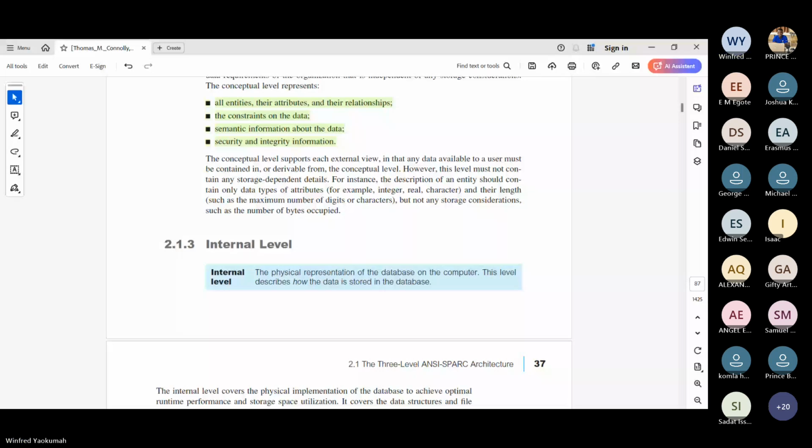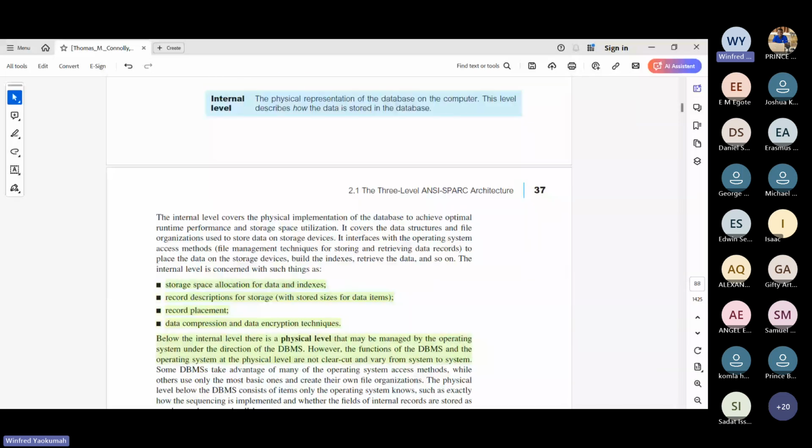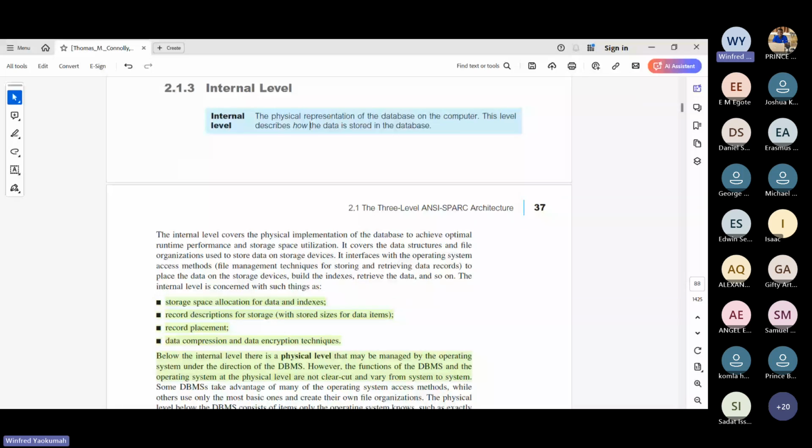That's the internal level. It has to do with quite a number of things that we will also be seeing in subsequent chapters. So the internal level covers storage engine, storage space allocation, indexing, size of the data, record placement, data compression, data encryption, and so forth. So they fall under the internal level. Okay.